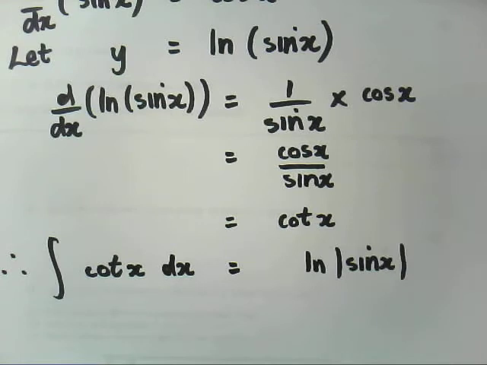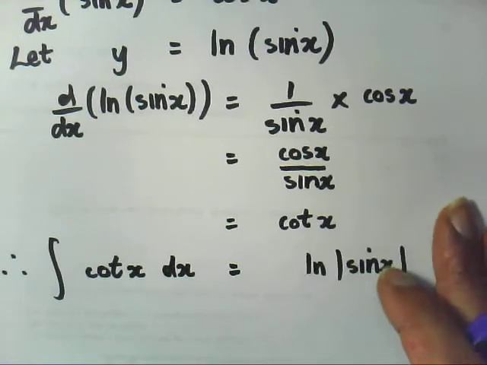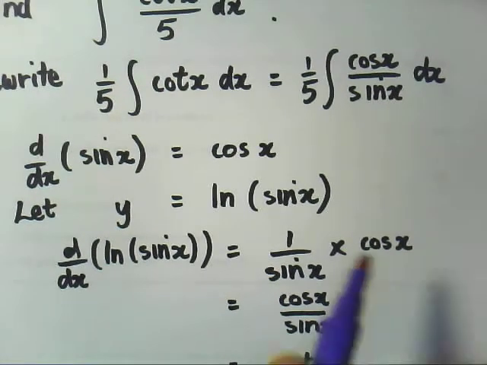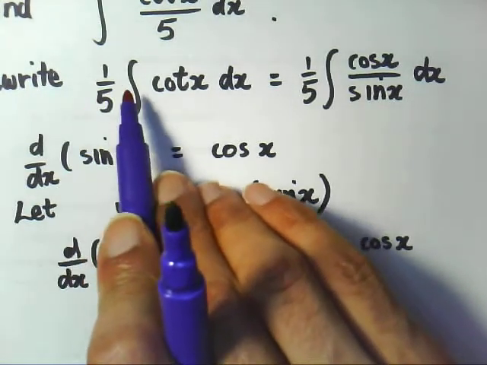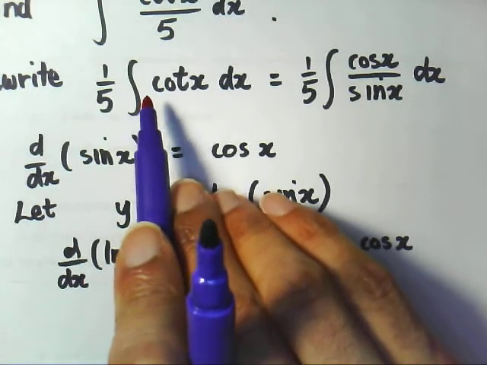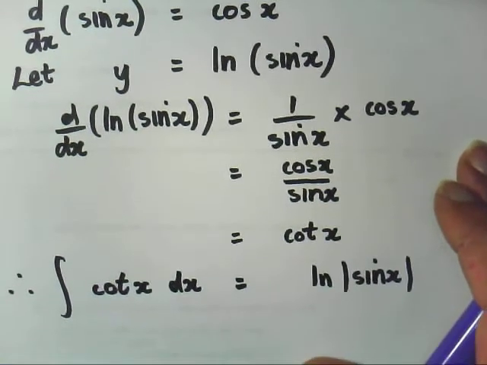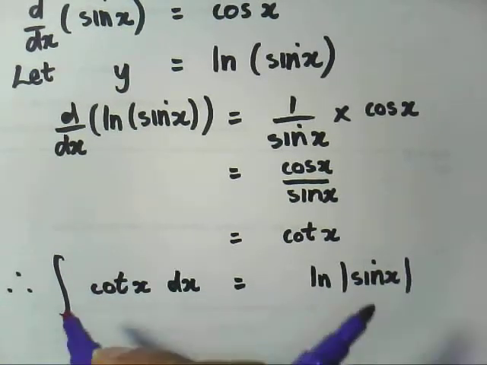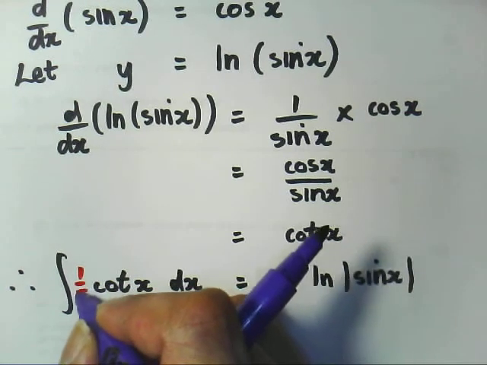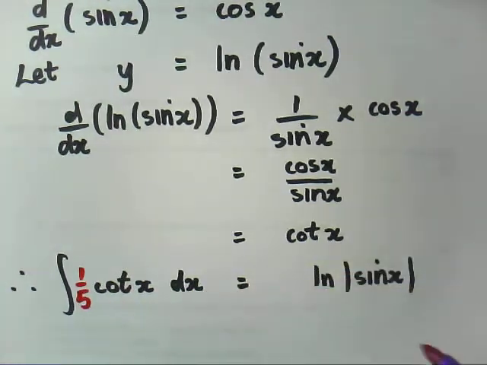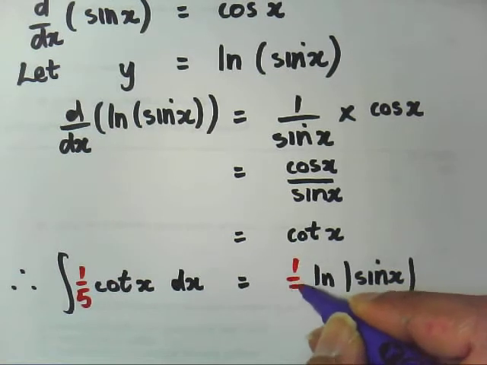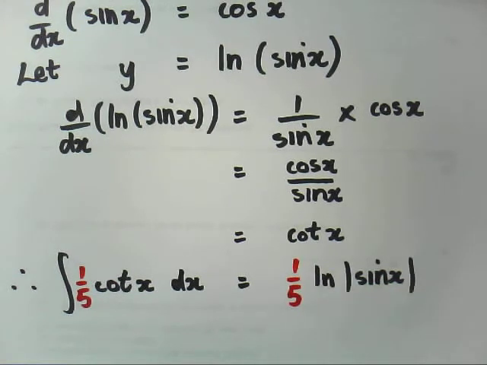However, the original question did involve having a fifth, which we can now reintroduce back into the original function. So if I multiply the left-hand side by a fifth, I'm going to multiply the right-hand side by a fifth. And we shouldn't forget the constant of integration, because this is indefinite integration.